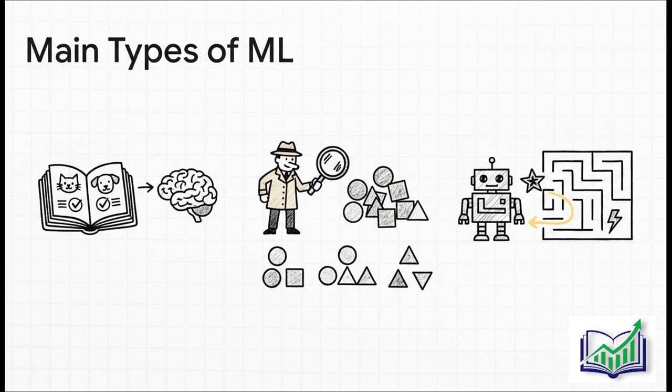Then you have unsupervised learning. That's more like detective work. You're sifting through data without any labels, looking for hidden clues and patterns. And finally, there's reinforcement learning. Think of it like training a dog with treats. An agent learns by trial and error, getting rewarded for good decisions and penalized for bad ones.